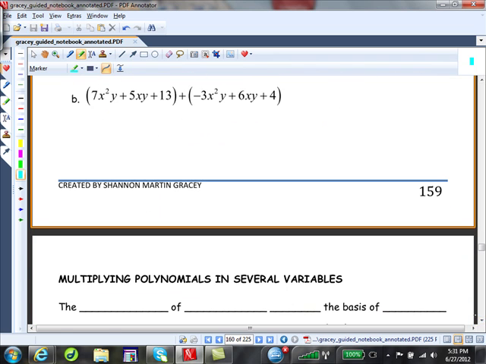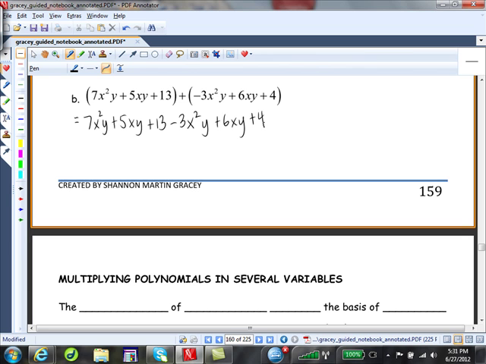Here we go. These grouping symbols can be removed because there's a plus sign right here. All right, so we'll have 7x squared y plus 5xy plus 13. Again, nothing being multiplied, no negative we have to distribute. That's why we could remove the grouping symbols. This plus a minus is minus 3x squared y plus 6 times x times y plus 4.